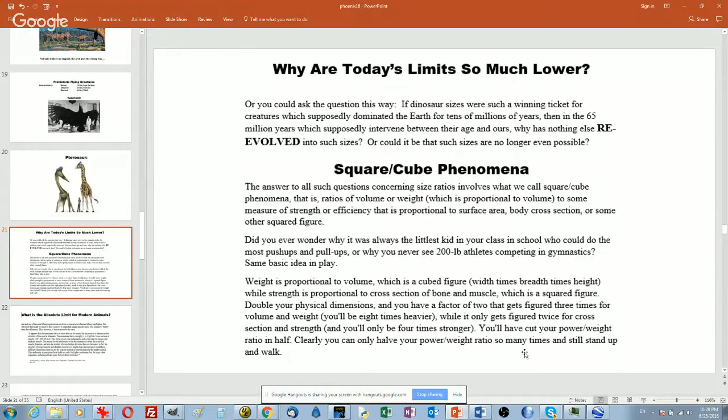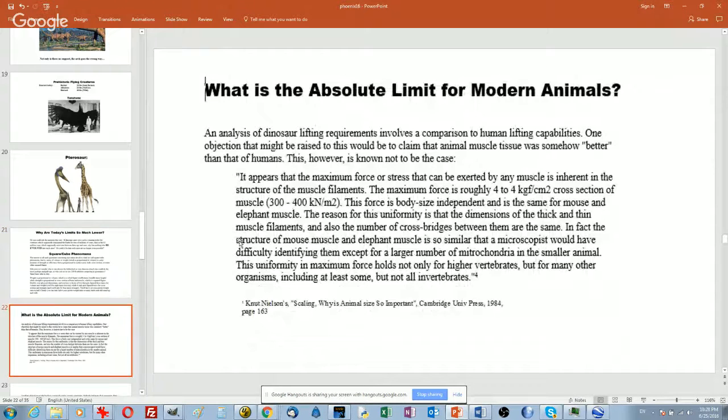You've got a problem if you keep doing that. Obviously, you can only cut your power to weight ratio in half so many times and still stand up. And you can compute a limit for that. What is the absolute limit for modern animals?